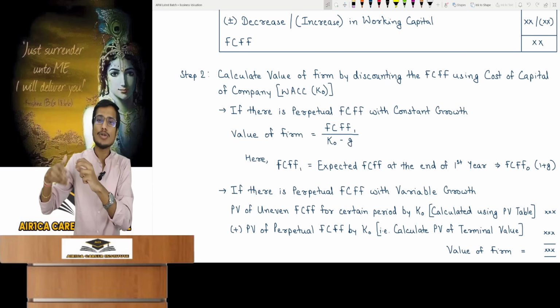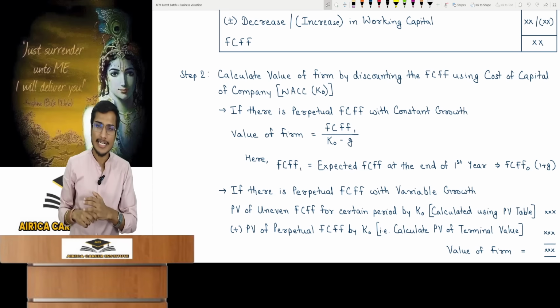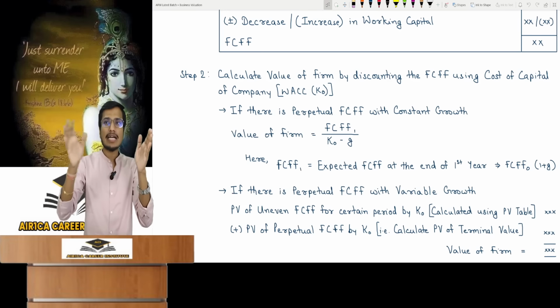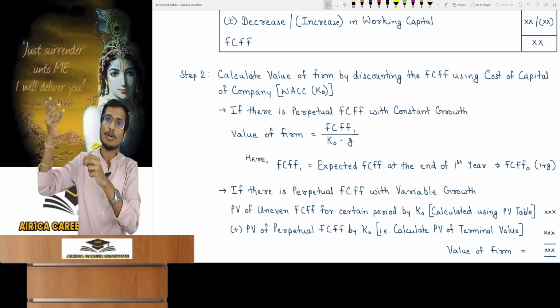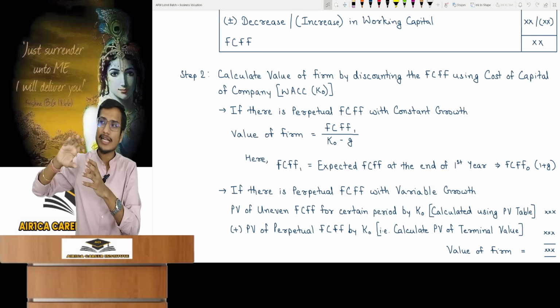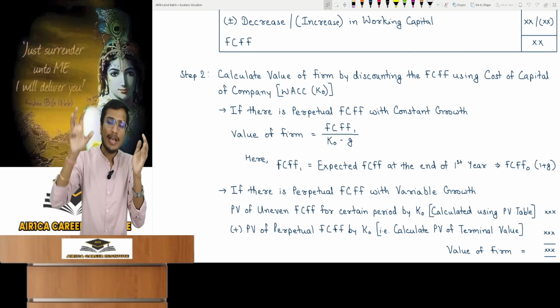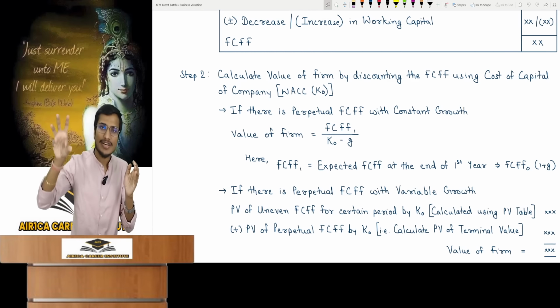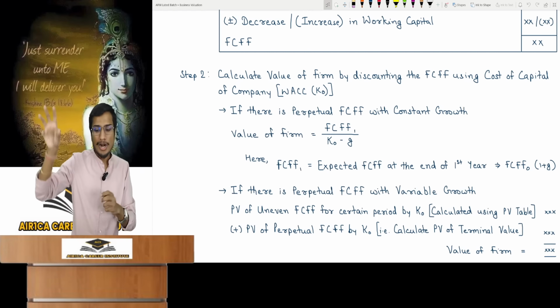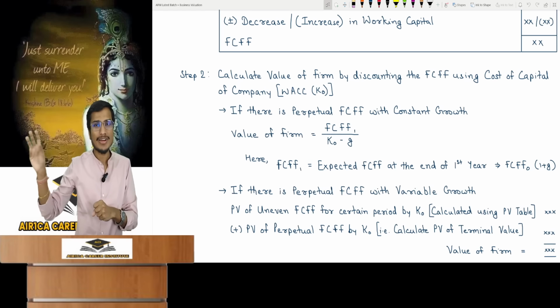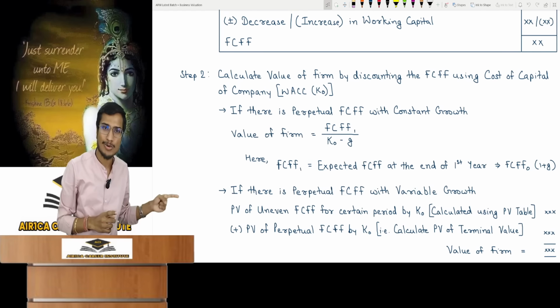If you have a perpetual FCFF with variable growth, that is, you will get one growth for a limited time. After that, it will continue for life with a fixed growth. You will get one growth for 5 years. From the 6th year onwards, it will grow at a fixed rate for life. So for the first 5 years, which is a certain period, take it as uneven FCFF. Uneven means different FCFF in the table. Put KO in the table and find the PV using the PV factor of KO from the PV table.